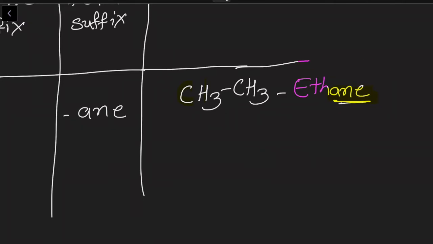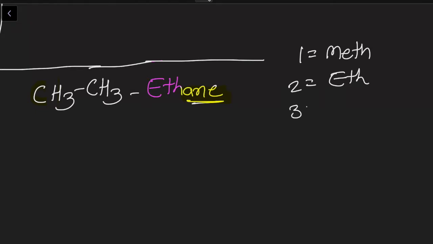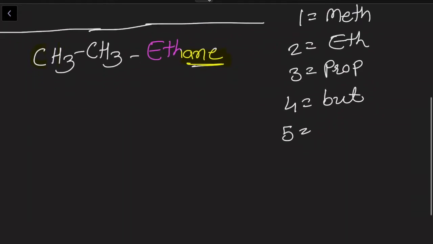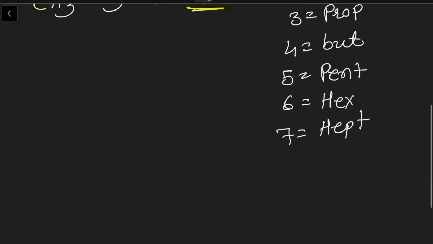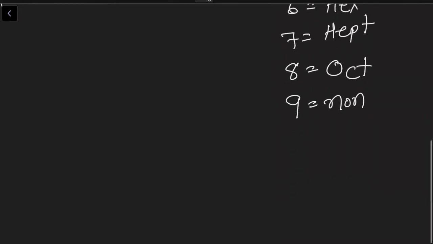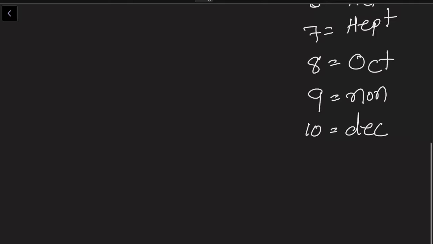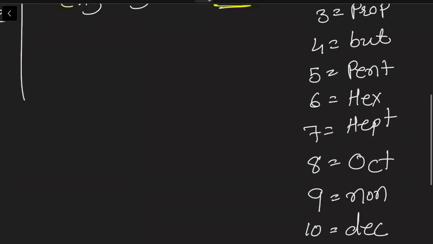But if you simply want me to go over it, it is as simple as this: one carbon is called meth, two carbons is called eth, three carbons is called prop, four carbons is called but, five carbons is called pent, six carbons is called hex, seven carbons is called hept, eight carbons is called oct, nine carbons is called non, and 10 carbons is called dec, 11 carbons is called undec, and 12 carbons is called dodec. And I don't think you'll ever have to go beyond 12 carbons.